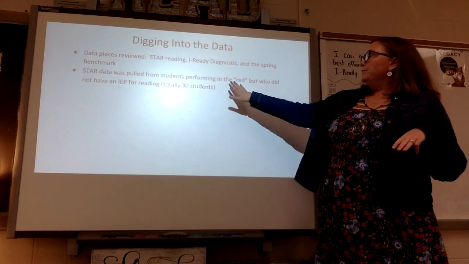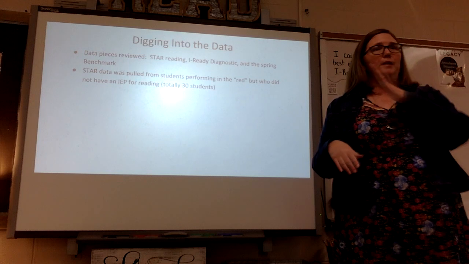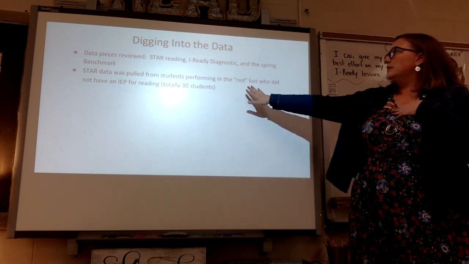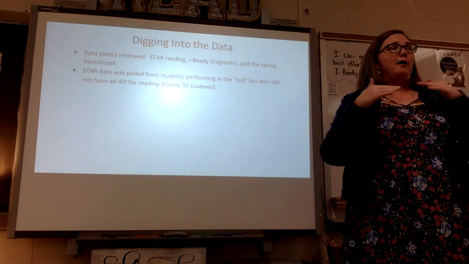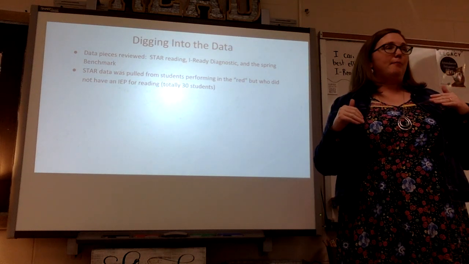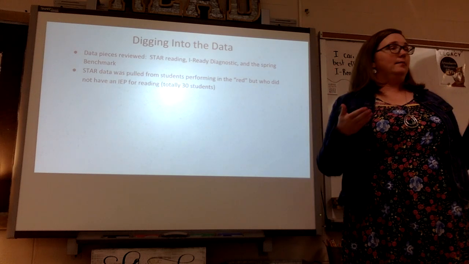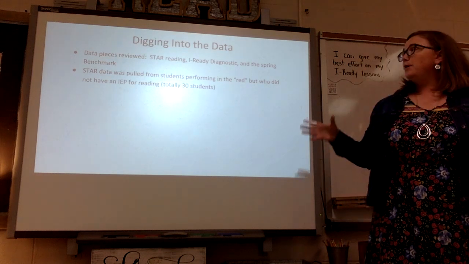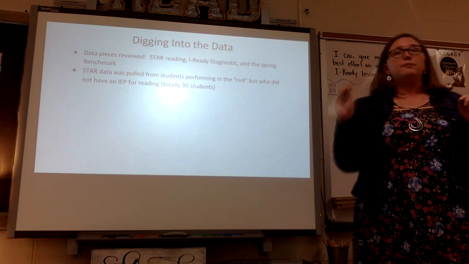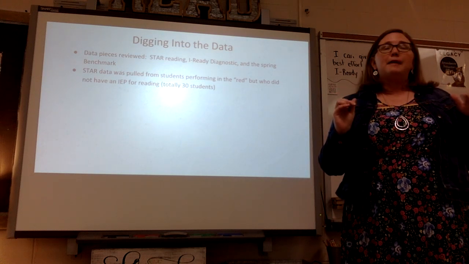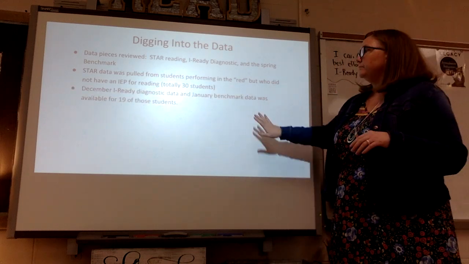Again, STAR data was pulled from students. Of course, you know we have the different colors for STAR: green, blue, yellow, red. I looked at the students that were performing in the red. So they were not proficient, but they did not have an IEP. They were not proficient, and we had not identified a reason that they were not proficient. So those were my target students. We have a total of about 30 in 6th grade who were performing in the red on STAR, but had not been identified as needing any kind of accommodations for reading.